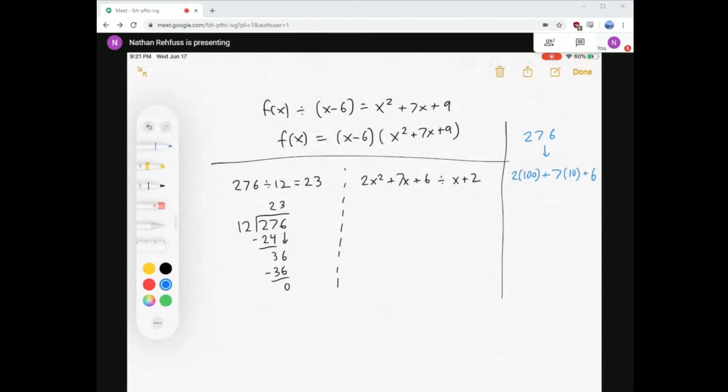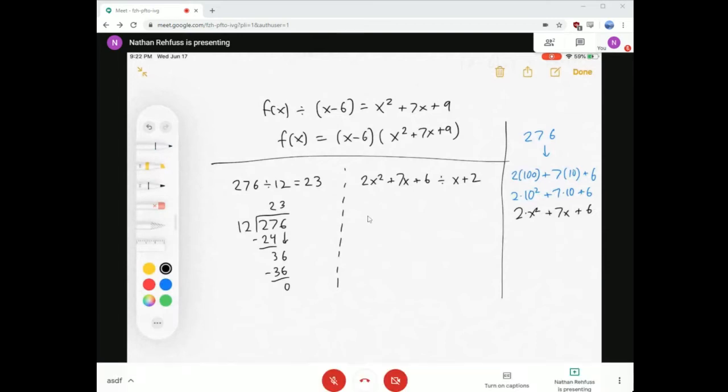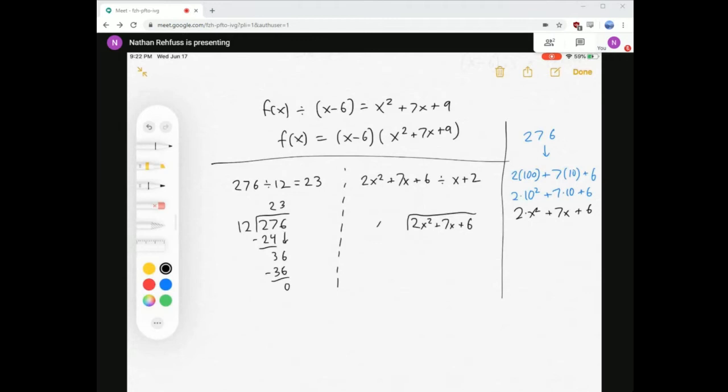Well, where did we get these place values? They're powers of 10. This is 2 times 10 squared plus 7 times 10 plus 6. Do you see what that has in common with 2x squared plus 7x plus 6? Long division is just polynomial division where x is 10. So the way we carry out this problem looks almost exactly the same. I put 2 in the x squared's place, 7 in the x's place, and 6 in the 1's place. And I divide that by a 1 in the x's place and a 2 in the 1's place.